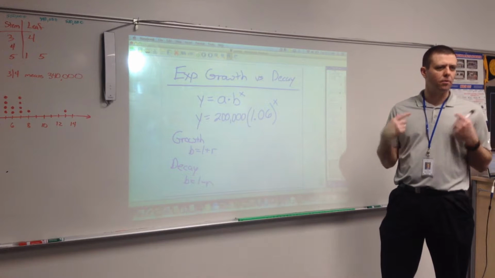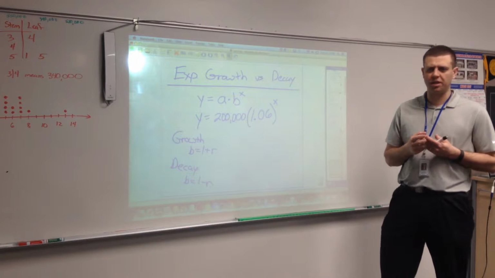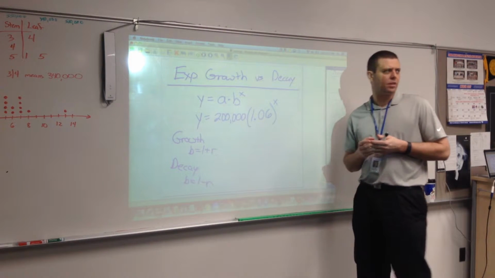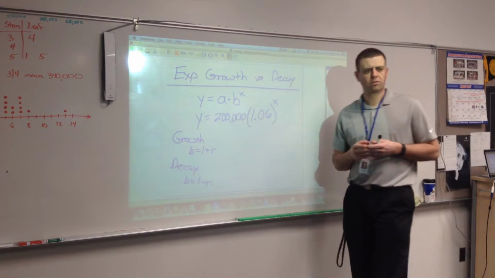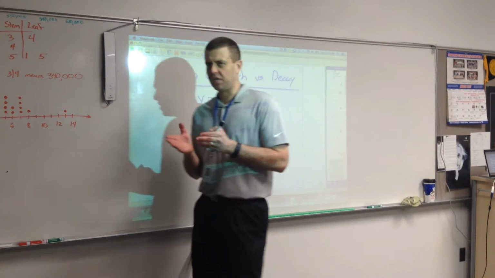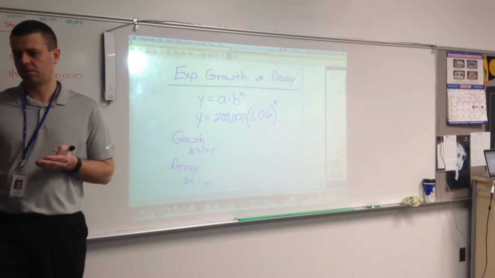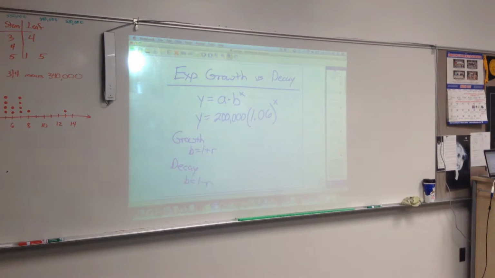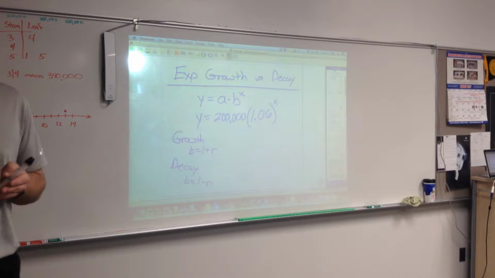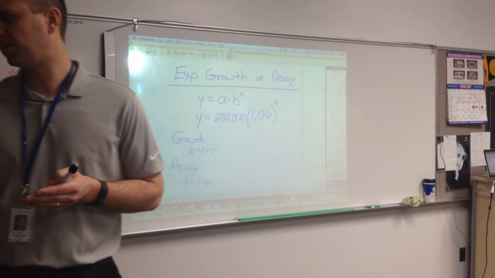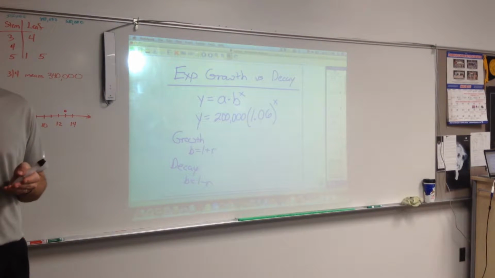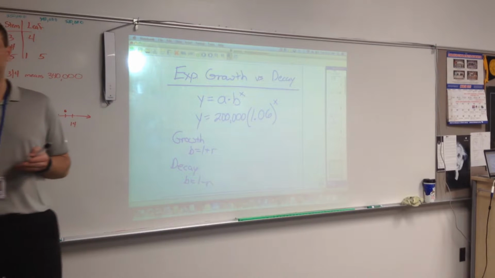Real quick, let me go around here. Let me make sure you have a good understanding. Tell me what the B value would be for the following situations. Molly, increasing by 12%. 1.12. Good. Lexi, decreasing by 5%. 0.95. Good. Julia, increasing by 30%. Good. Becca, decreasing by 60%. 0.4.